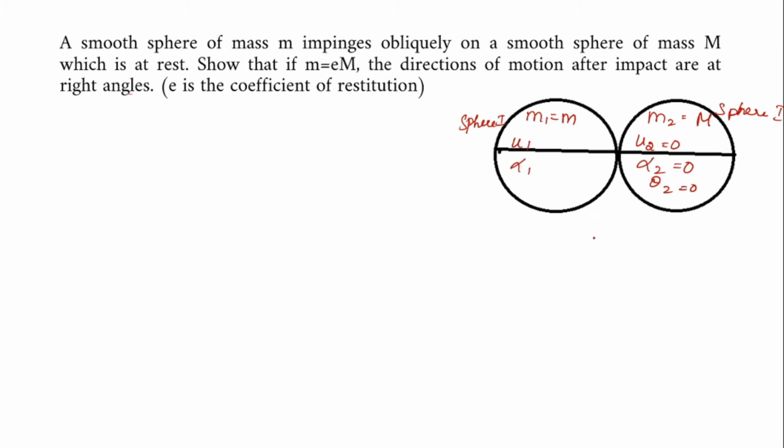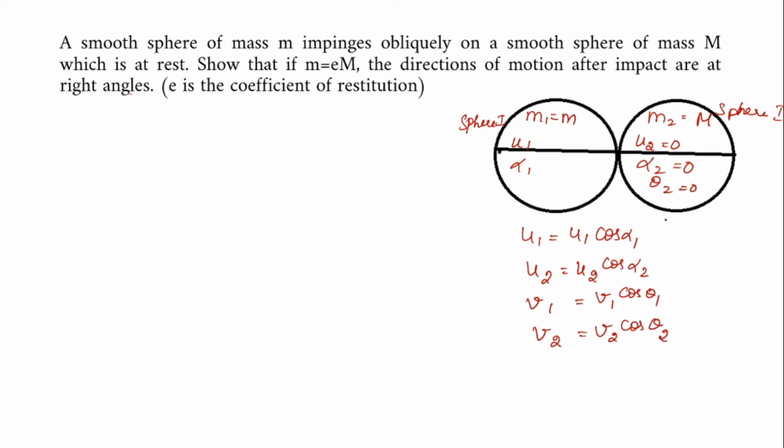When we consider velocity with some angle, we work with u1, u2 along with the cos theta and sin theta combination. So after applying the conditions, in general you will write u1 as u1 cos alpha 1 and u2 as u2 cos alpha 2, and v1 as v1 cos theta 1 and v2 as v2 cos theta 2.